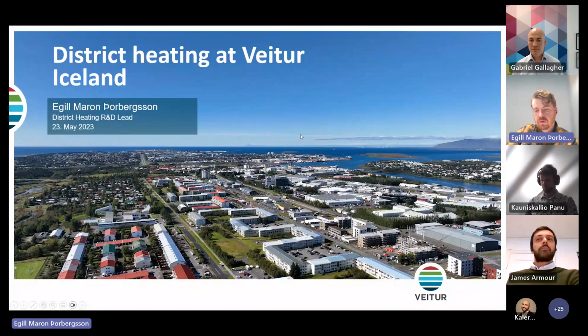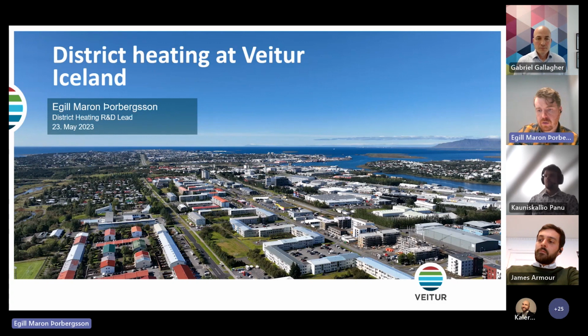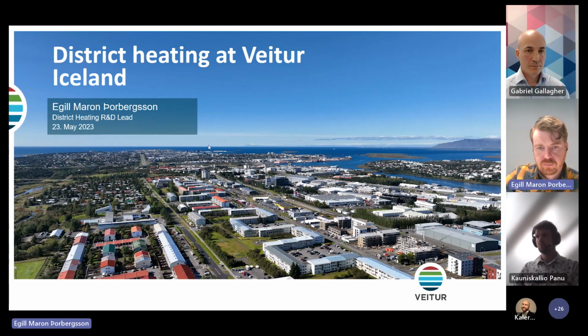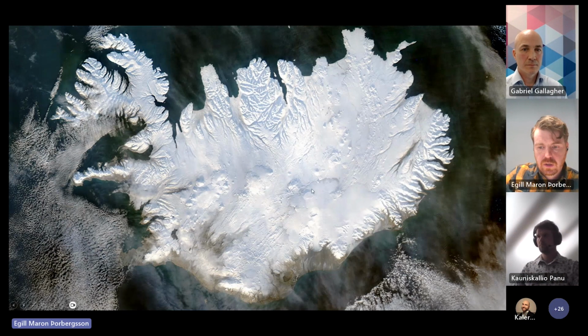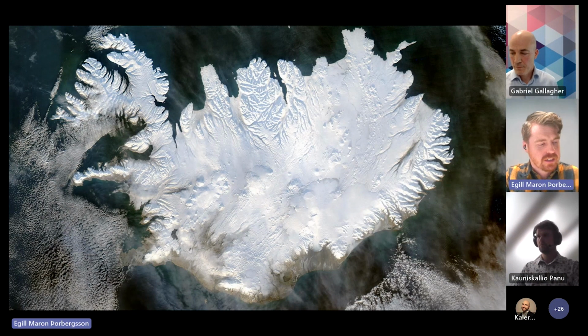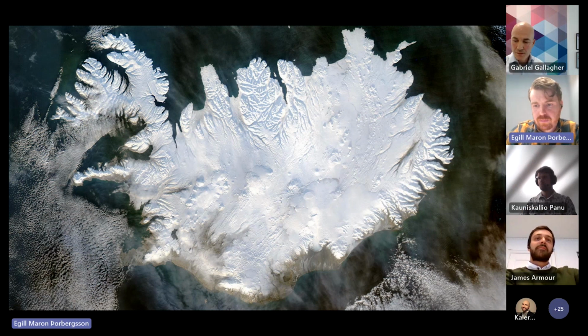So my company is Veitur, and I will go into a little bit more detail about the company later. We run a district heating network here in the capital area, where we see this picture of the capital area. So, this is Iceland. We need heating throughout the year, both in the winter and also in the summertime.